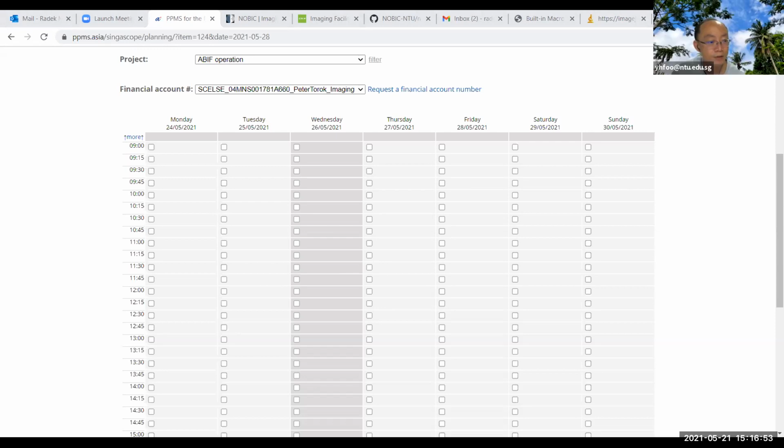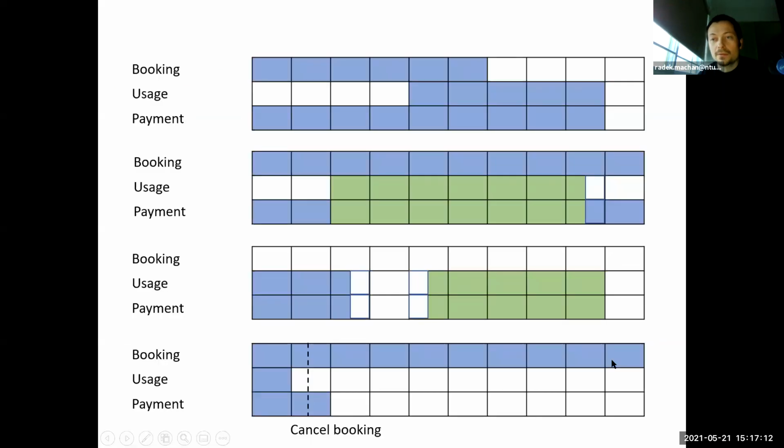We can't see your other screen. You can't see? Yeah, it's still in the browser, the PPMS. Okay. Okay, you can see it now. Thanks, Young. So now you can see the slide.